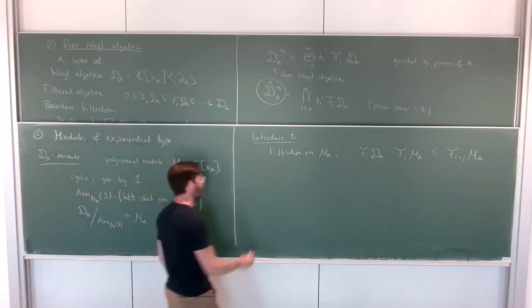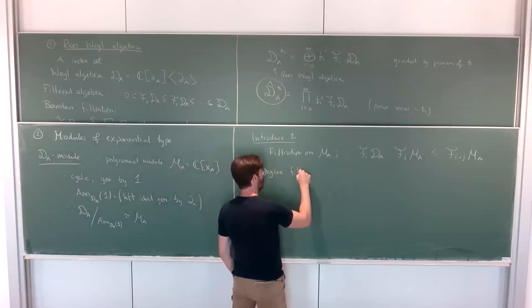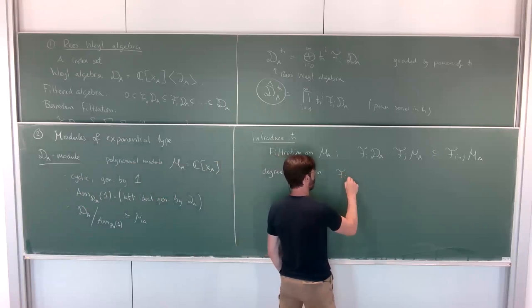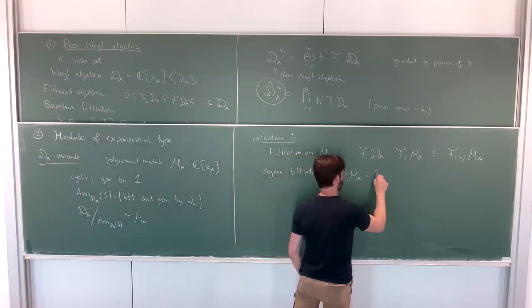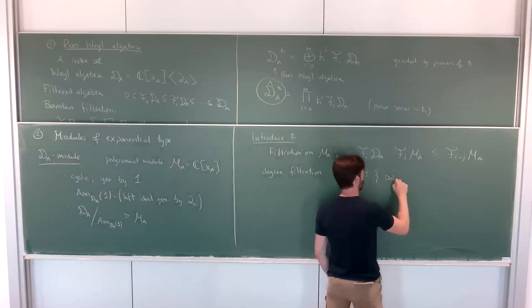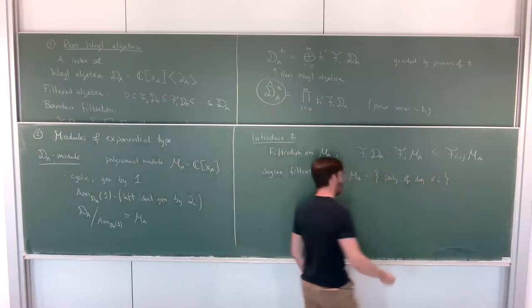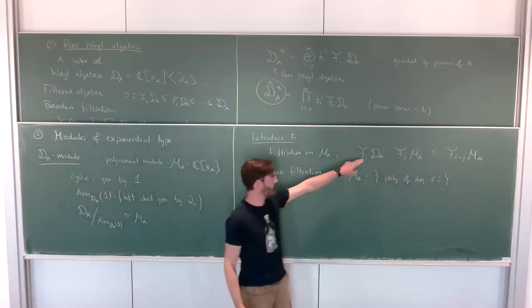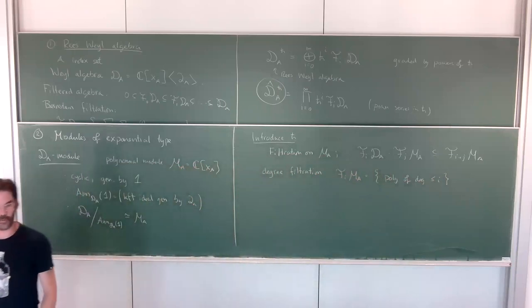Again, there are many choices we could take, but the natural one is the degree filtration for polynomials. This is basically saying that the subspace F_i of the space of polynomials is the space of polynomials of degree less than or equal to I. So it's basically filtered by degree. And it's easy to check that this is consistent with the Bernstein filtration just by the action of derivatives, which decrease the degree of the polynomial.